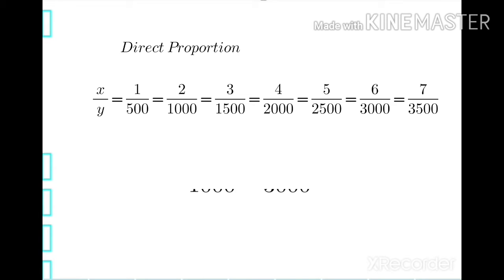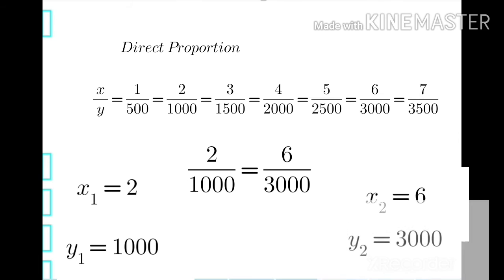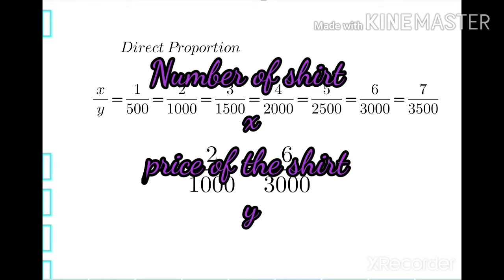Consider any two ratios given above. Let me take 2 by 1000 equal to 6 by 3000, where we take 2 as x1 and 6 as x2, and next 1000 as y1, and next 3000 as y2. Here x is the number of shirts and y is the price of the shirts. When x and y are in direct proportion, we can write x1 by y1 equal to x2 by y2, where y1 and y2 are values of y corresponding to the values of x1 and x2 of x.